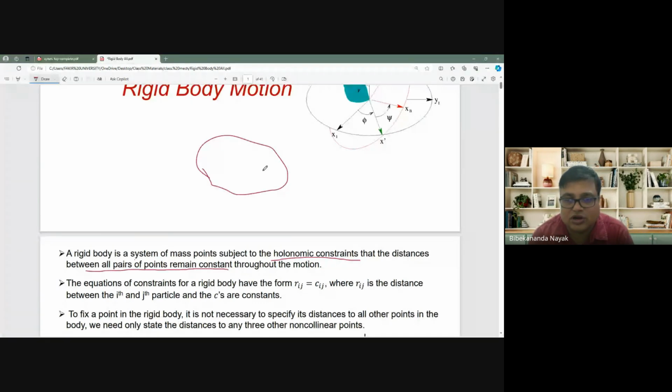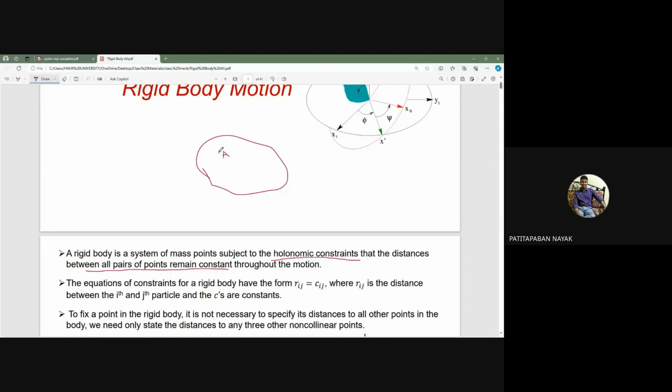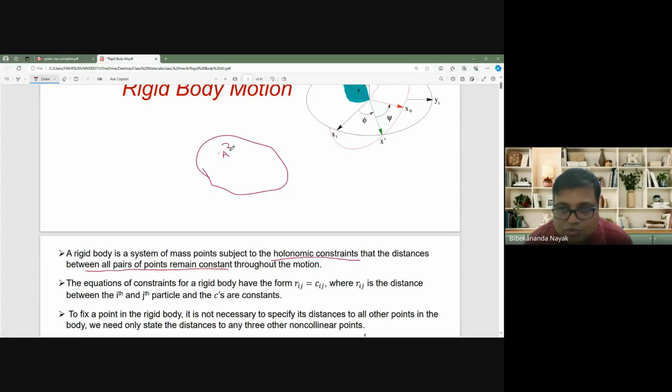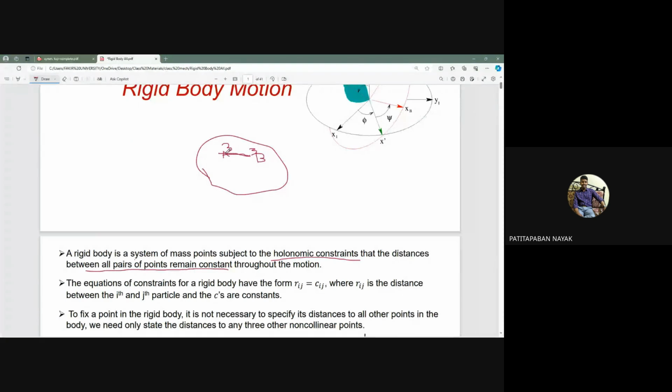Suppose the rigid body contains one particle, let's say A. How many coordinates are needed to specify its position, which is called degree of freedom? Three. Yes, 3. Suppose we take another particle B. How many extra are needed? 3. But if it is a rigid body, the distance between the two is fixed.